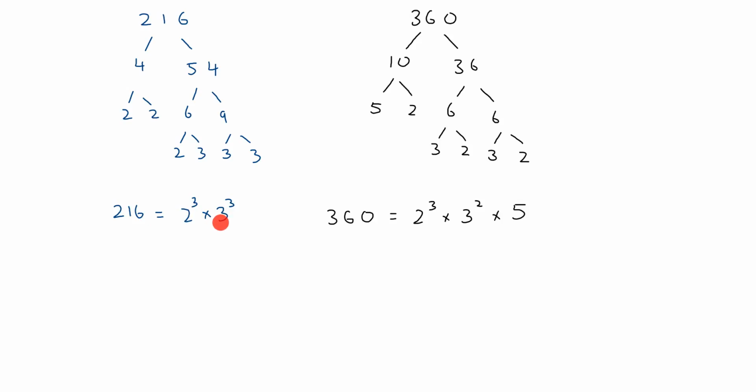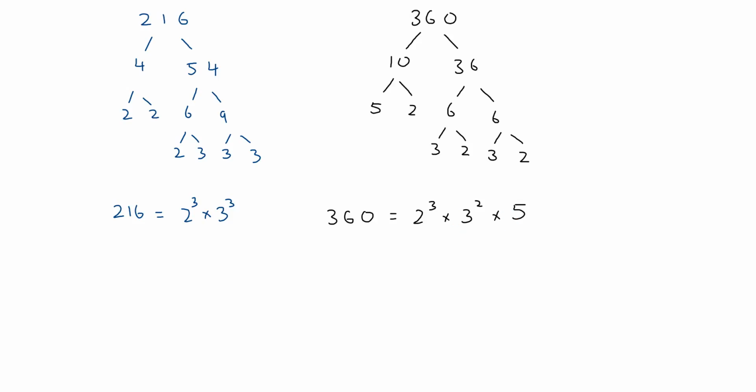An interesting note here, if you were paying attention in previous lessons, this means it is 2 times 3 all cubed, so 216 is actually a cubic number because I've got powers of 3 there and a power of 3 there. So I'm now going to get my 360, and I've got 2 cubed by 3 squared by 5.